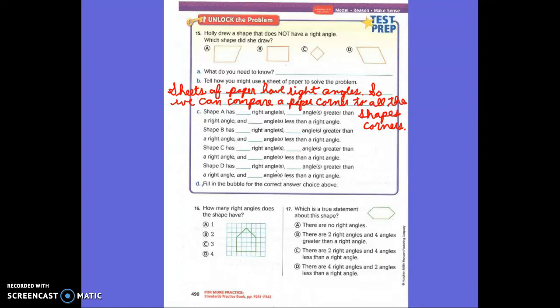Using your paper. Shape A. Let's look at the corner of shape A. This corner, what kind of corner is that? Oh, put your paper to it. Okay, so boys and girls, shape A has how many right angles? 2. How many greater than right angles? 1. And how many less than right angles? 1. Now we're going to go to B. We're going to measure all the angles for B. Okay, I wanted you guys to do the rest of C and D on your own and then find the answer. So we are done with Unit 12.2.